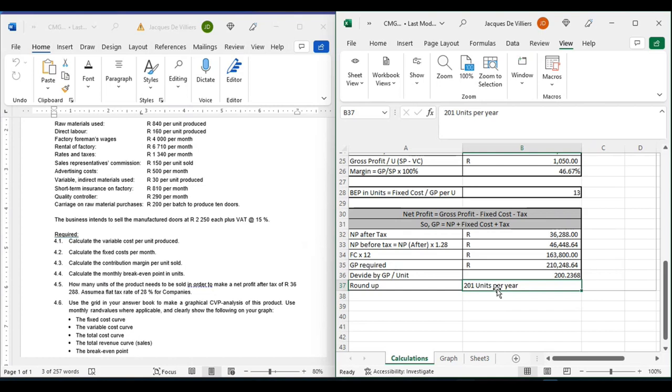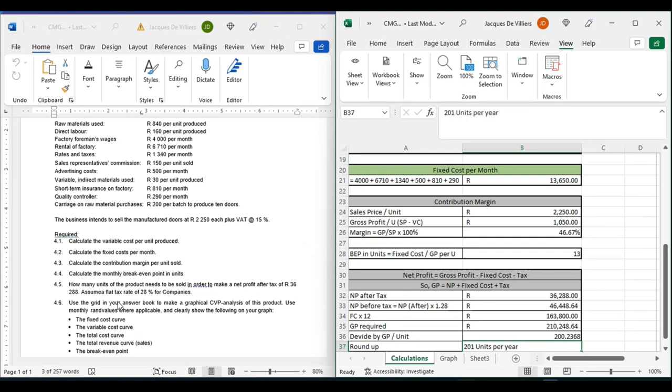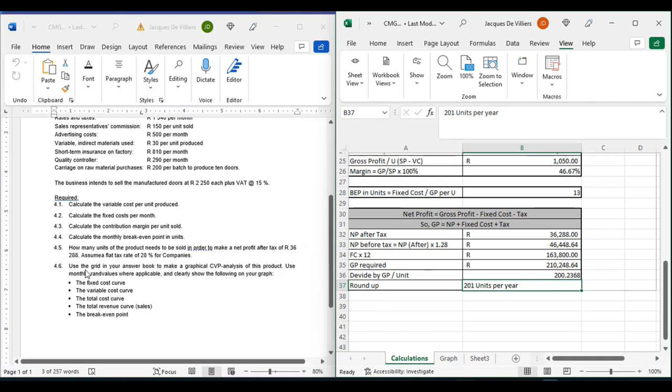Now, obviously, that's going to be a little bit more than 15 per month, because I need this net profit. If I don't get that net profit, I'm saying it's not worth my while. So now I have done all the calculations that were required. Then they say to us, use the grid in your answer book. Now, I didn't use that grid. I used the grid that I generated here.